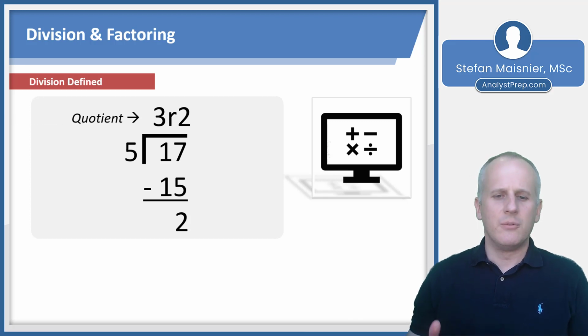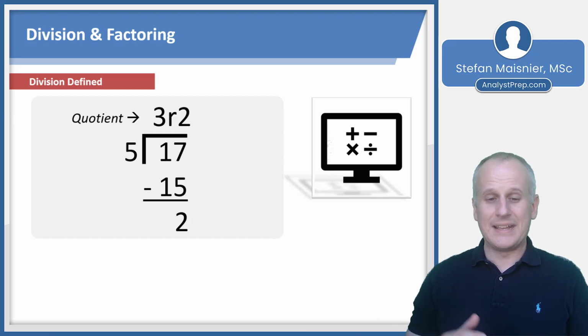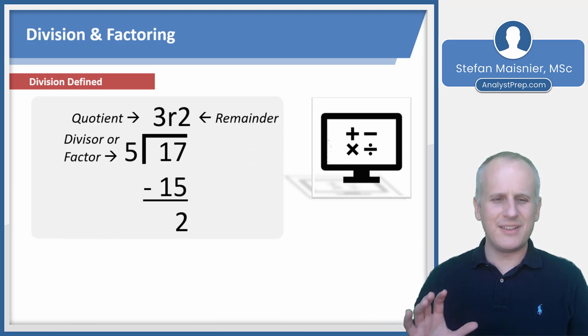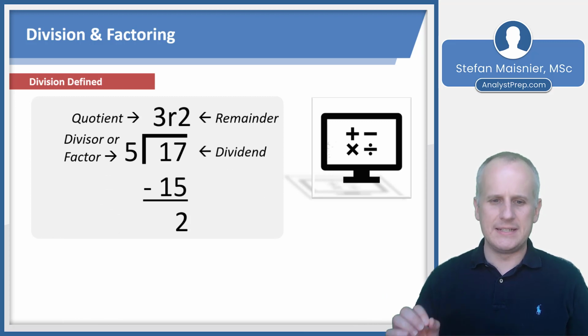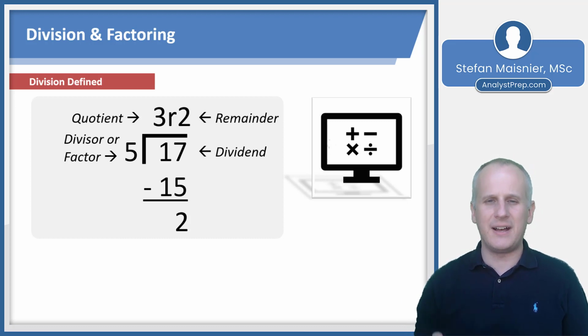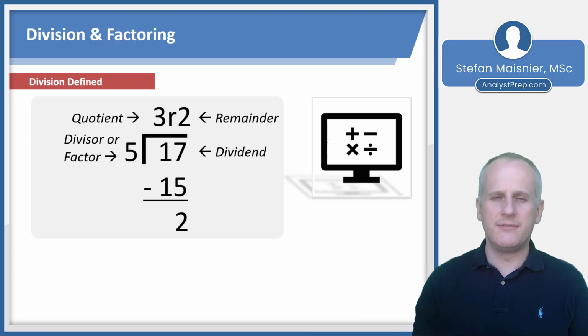So we know that the quotient is the 3. It's the result of division. We know that the 2 here is what is known as the remainder. The 5 is our divisor or factor, and the 17 is what is known as the dividend. So the values themselves can change, but the placement of the definition of terms does not. These are the things that you need to be able to define whenever you look at division when it's being broken down in a kind of savvy way for this test.